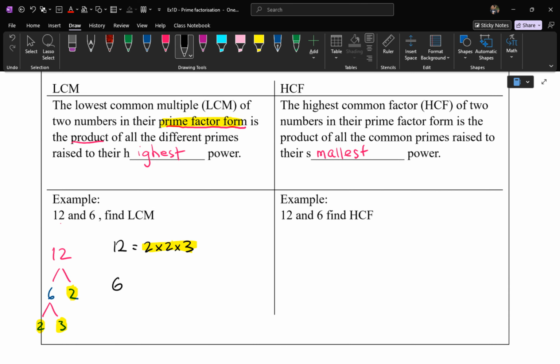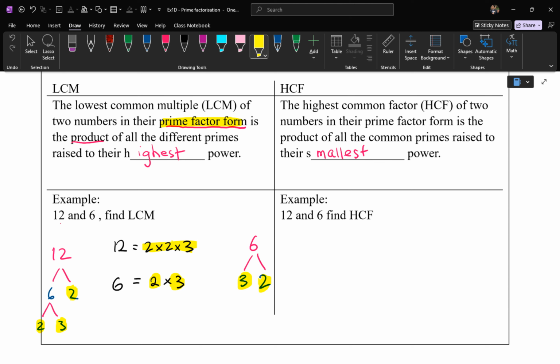Then 6. Let's do the same thing. So I'm going to write on the side here. 6. Break it down. What two numbers multiply to give you 6? Let's go with Aqualia. 3 and 2. So 3 and 2. And again, these two are prime numbers. So that means you can rewrite 6 as 2 times 3. Now let's read the statement. How does this help us? So we've got them in our prime factor form.